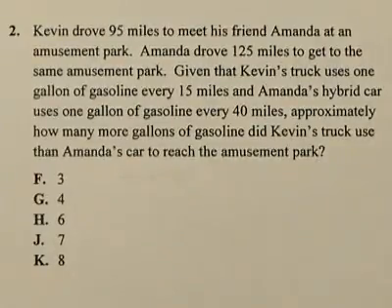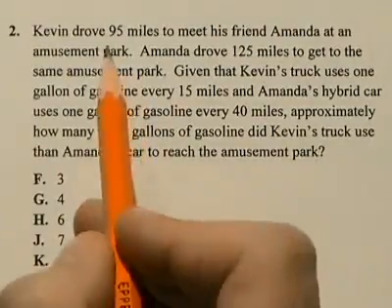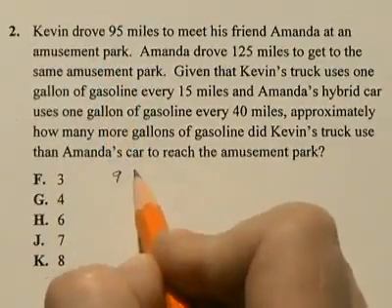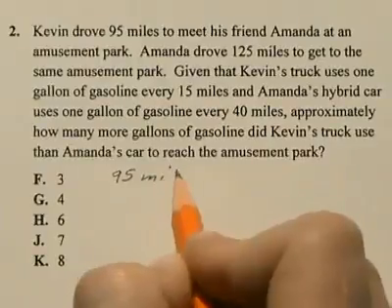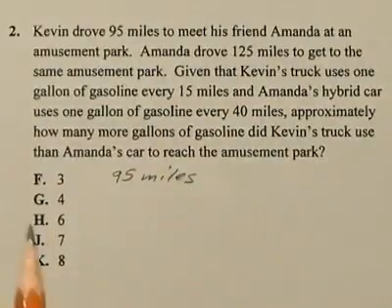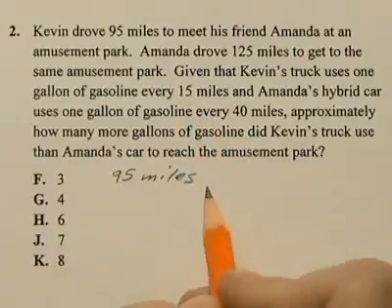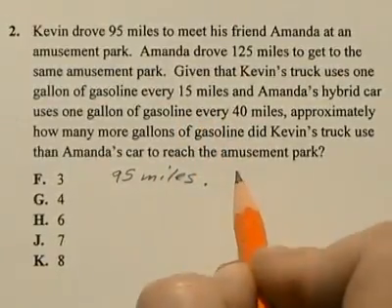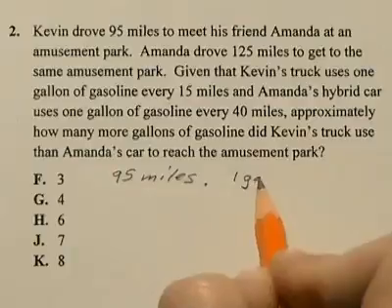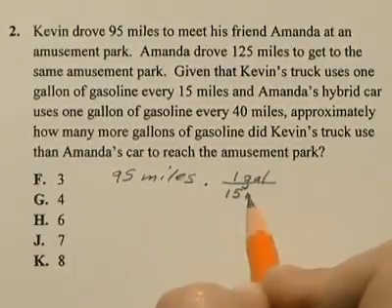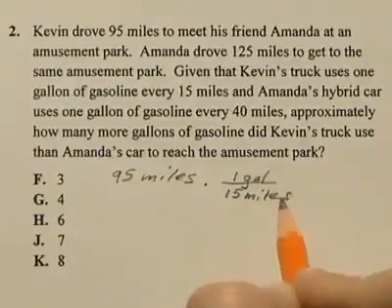Let's just take this one step at a time. Let's start off with Kevin. Okay, so Kevin drove 95 miles. I'm just going to scribble that down, 95 miles. And I know that on 1 gallon of gasoline, he can go 15 miles. So I'm going to multiply by 1 gallon for every 15 miles. That's Kevin's gas mileage, or the gas mileage of his truck, rather.